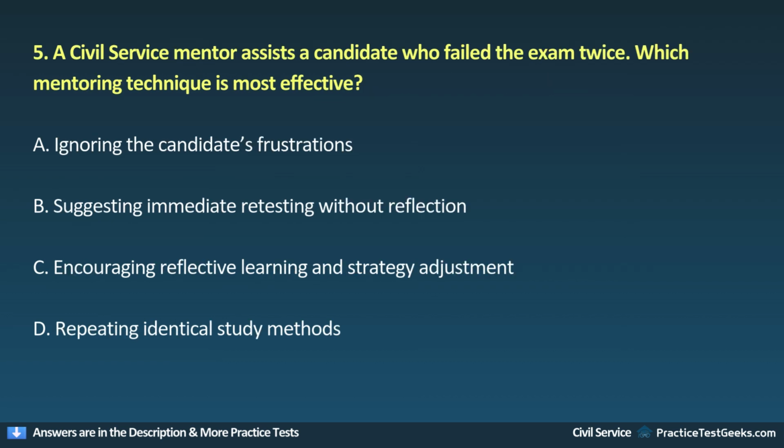5. A civil service mentor assists a candidate who failed the exam twice. Which mentoring technique is most effective? A. Ignoring the candidate's frustrations. B. Suggesting immediate retesting without reflection. C. Encouraging reflective learning and strategy adjustment. D. Repeating identical study methods.